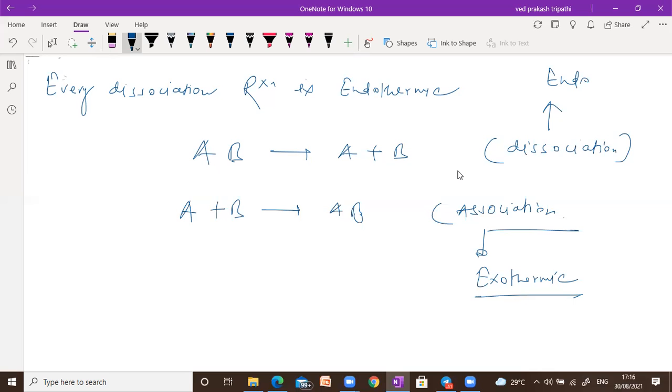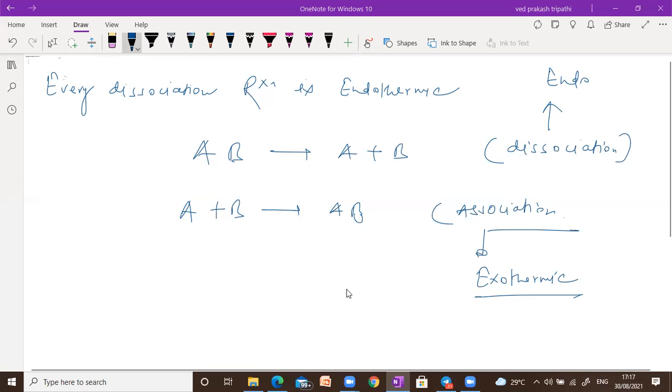Why is dissociation endothermic? Because in a dissociation reaction, you give heat to the reactant molecule, then it will break. Okay? Any doubt about dissociation and association? No doubt. Okay.